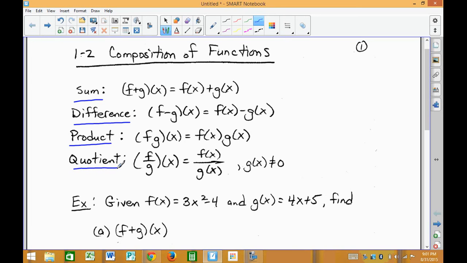Now the order does matter. If they say f plus g, that's different possibly than g plus f, and so forth throughout all the different types of composition of functions.